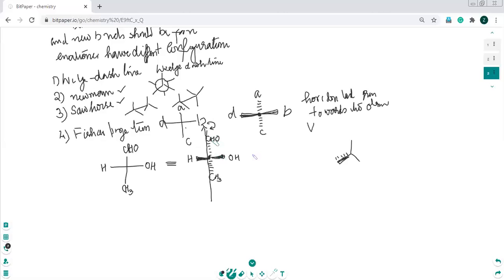So the CHO group, which is projecting backside, will come to the plane of the paper. That is, the CHO will come here. It was like this, pointing backwards. Similarly, this CH3 also will come to this position.